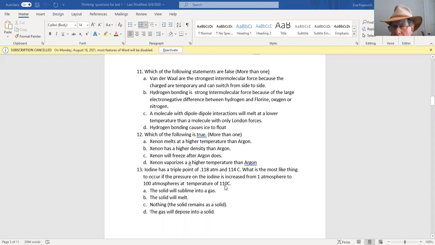I'm at a lower temperature than the triple point, and I'm at a higher pressure than the triple point. So somebody said we started at a solid. I'm keeping the temperature the same, but increasing the pressure. What is happening to the state of my iodine? Nothing? Crickets, guys? Natalie, go ahead. The temperature is staying the same. I'm increasing the pressure.